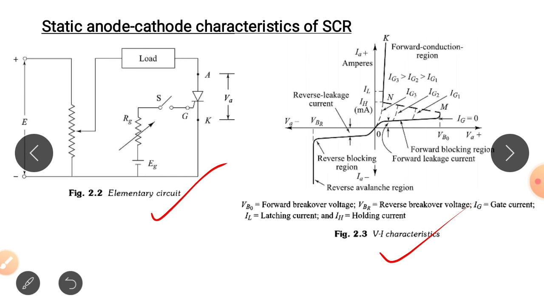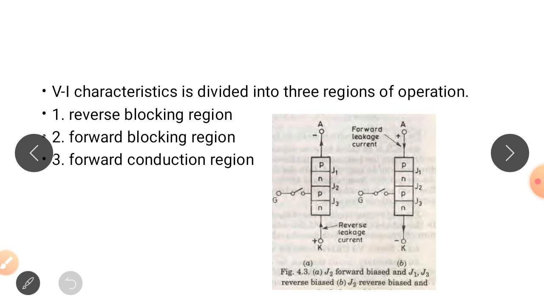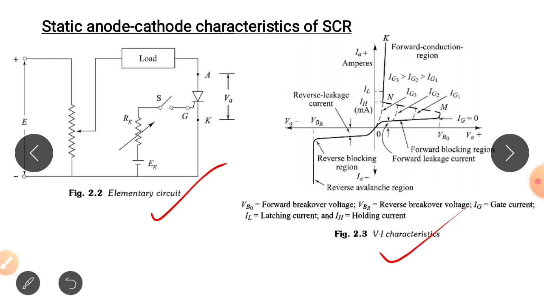The three modes of operation are the reverse blocking mode, forward blocking mode, and the forward conduction mode. So based on these three modes of operation, the VI characteristics of SCR has three parts. The first part is the reverse blocking region, second part is the forward blocking region, third part is the forward conduction region. So we will discuss all these regions of VI characteristics of SCR in detail.